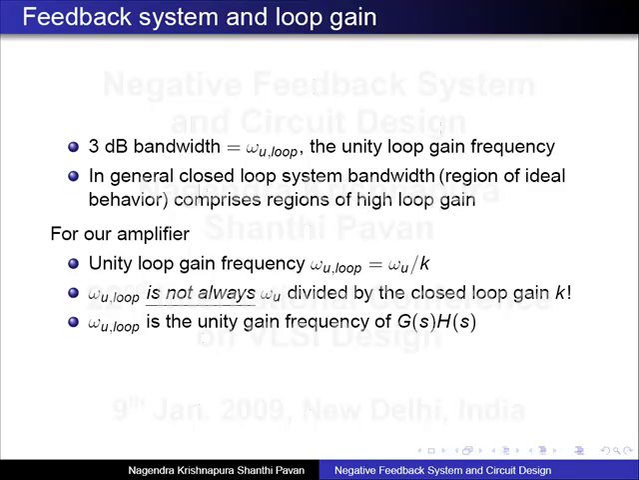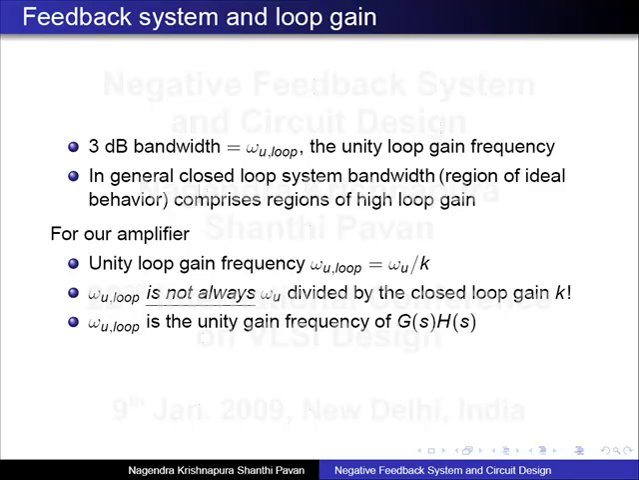So this is what I just talked about. The 3 dB bandwidth happens to be the unity loop gain frequency, and in general, in any feedback system, the ideal behavior happens when the loop gain is very large. Now in our amplifier, the unity loop gain frequency is omega u, that is the unity gain frequency of the integrator, divided by k. The first thing to remember is it's not always the case. The loop gain frequency is not always omega u divided by closed loop gain k. You have to look at the loop and figure it out. In our case, it translates to the prototype feedback system directly, and that's why it is like that.